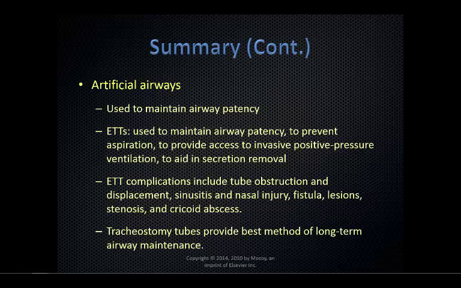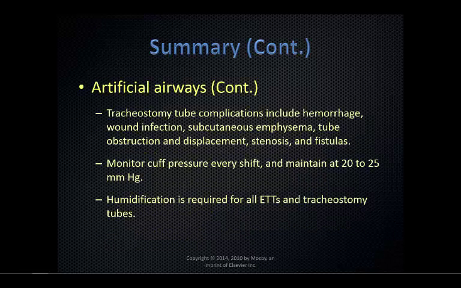Some other more rare complications would be nasal injury, tracheoesophageal fistula, mucosal lesions, laryngeal or tracheal stenosis, and cricoid abscess. Tracheostomy tubes provide the best method for long-term airway maintenance, and if you anticipate the patient will be intubated longer than 7 to 10 days, they should have a tracheostomy placed. Complications of tracheostomy are very similar to those of endotracheal tubes, so I will not go through that in depth. And cuff pressure for both ET tubes and tracheostomy should be maintained between 20 and 25 millimeters of mercury, and that's checked by the pilot.